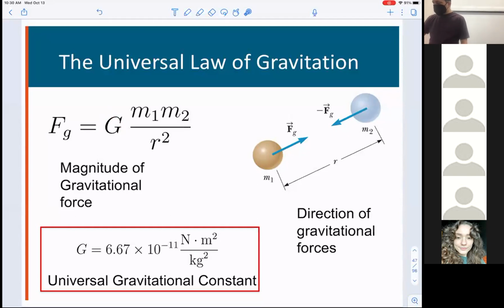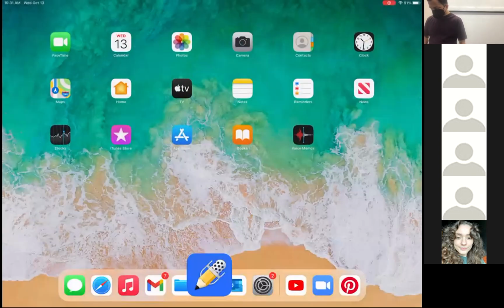So let's actually calculate. The Top Hat question I'm going to ask is, what is the force between two people? Let's say both of them have a mass of 100 kilograms and they're a distance of 1 meter apart. See if you can calculate the magnitude of the gravitational force that they are exerting on each other. So let me switch to Top Hat here.